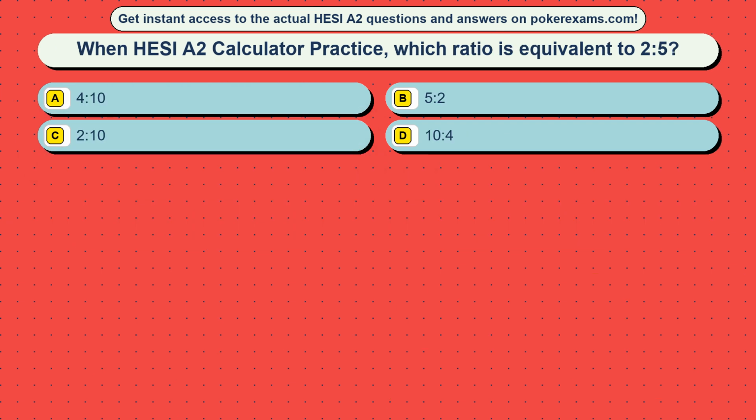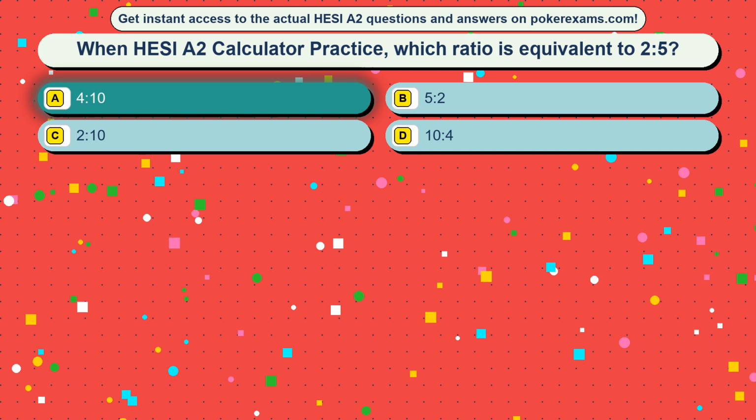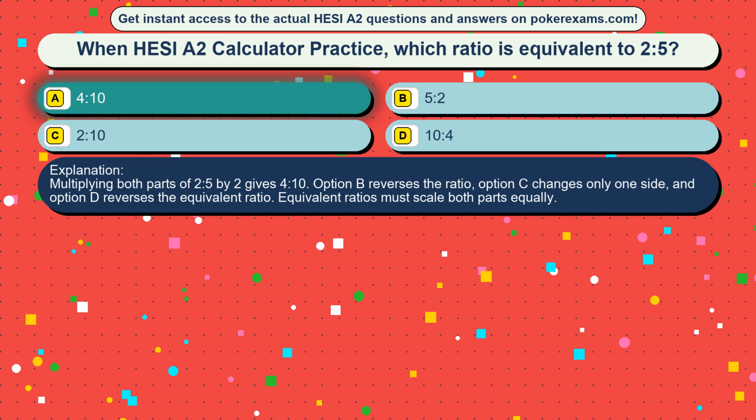Question 49. When HESI A2 Calculator Practice, which ratio is equivalent to 2:5? Option A, 4:10. Option B, 5:2. Option C, 2:10. Option D, 10:4. The correct answer is option A, 4:10. Multiplying both parts of 2:5 by 2 gives 4:10. Option B reverses the ratio, option C changes only one side, and option D reverses the equivalent ratio. Equivalent ratios must scale both parts equally.